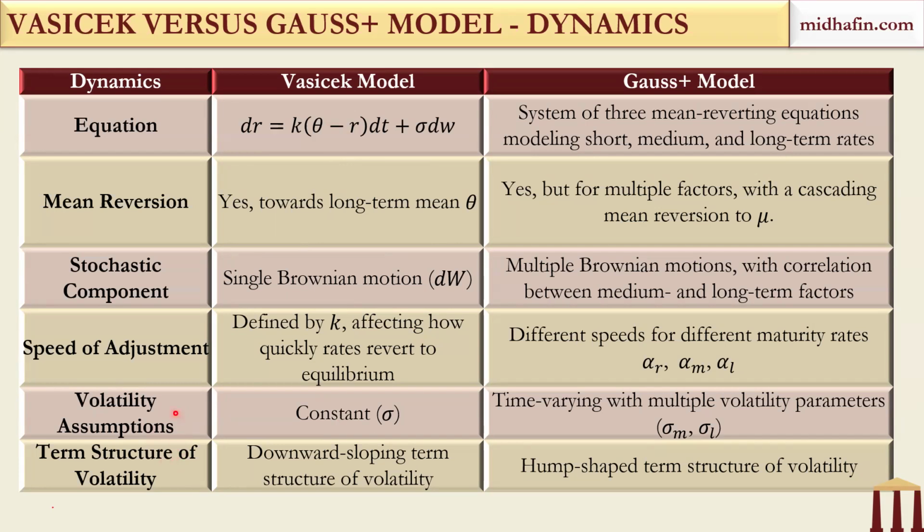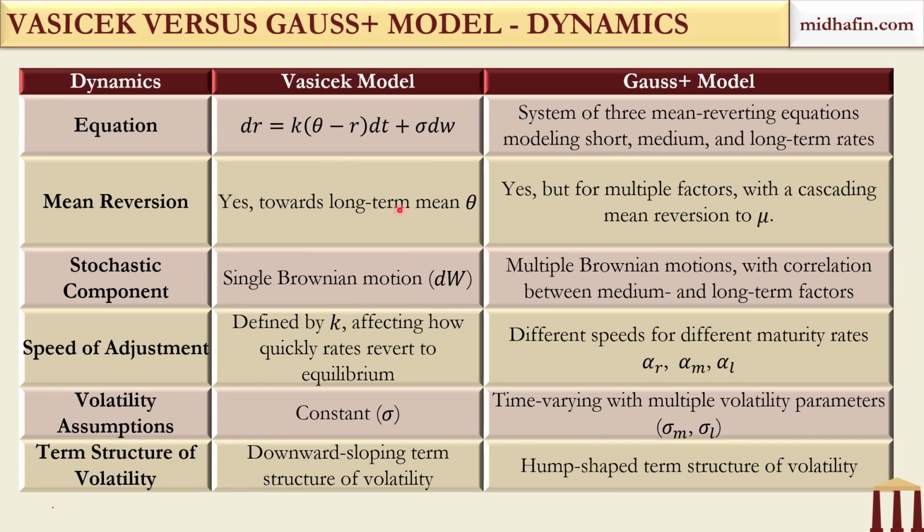Okay. And finally, these 2 points I have separated, although they could have been mentioned together in a single point. Term structure of volatility actually deserves its own mention, because the Vasicek model produces a downward sloping volatility term structure, which implies that the volatility declines as maturity increases. That is the implication of the Vasicek model. But the Gauss plus model actually generates a hump shaped volatility structure. So again, this limitation is also corrected because it generates a hump shaped volatility structure which better aligns with real world bond market data.